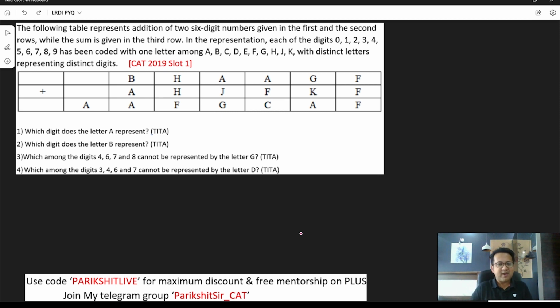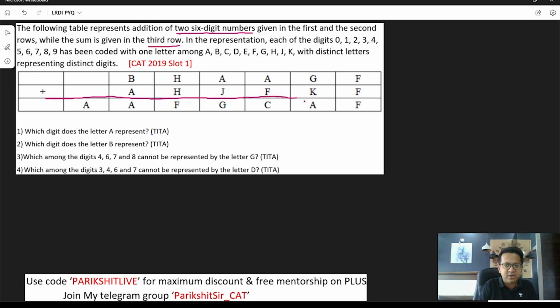Okay, fine. I hope you have paused the video and given it a try. So let's get started. Here you see you are adding up two 6-digit numbers, and then you get the sum in the third row. So basically this is the third row, the last row, what you have is the sum.